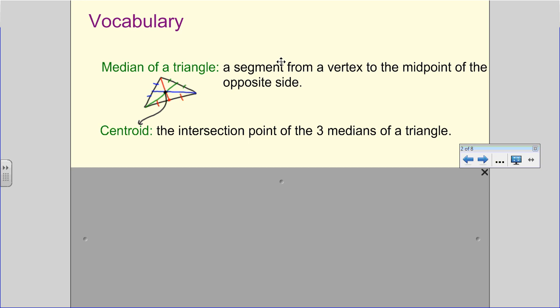So if we can find the center of that triangle and know where to put a beam or where to put supports, it's helpful and practical in engineering. So this is why we need to find medians and centroids.